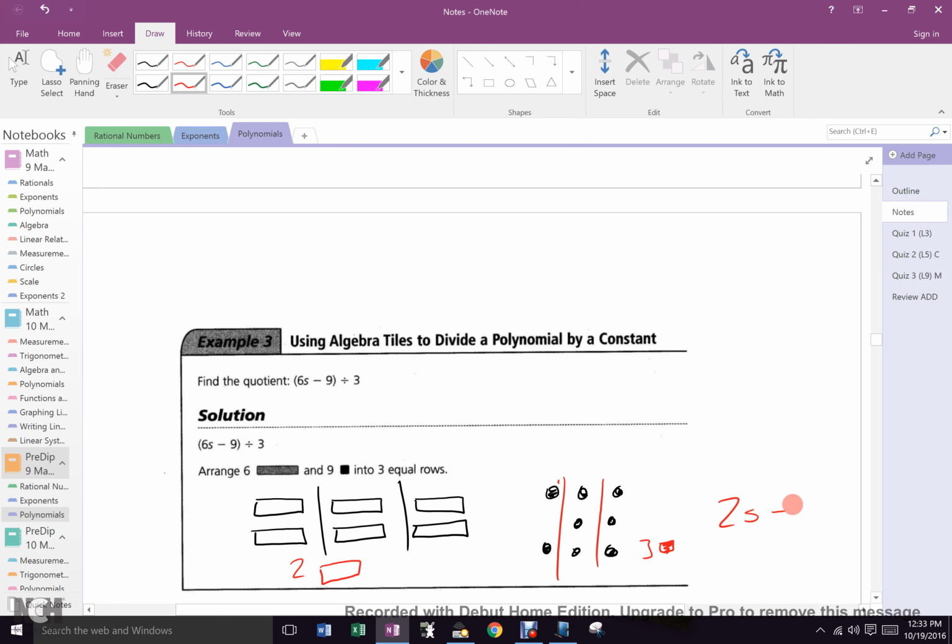2s minus 3. Now you guys have already done the next step. By drawing it this way, you already knew how to actually do this. You are not dividing this whole thing by 3. What are you really doing? You're dividing 6s into 3 and negative 9 into 3. Understand? Yep.